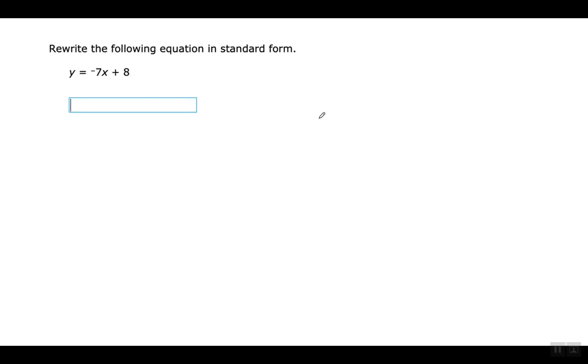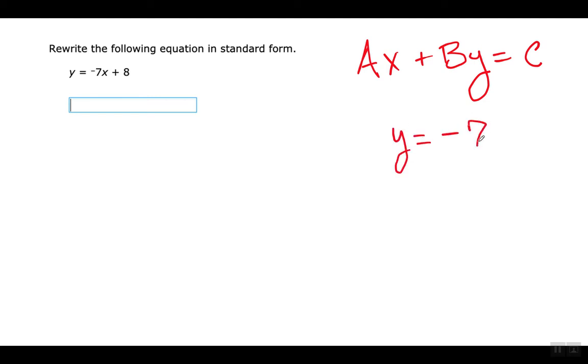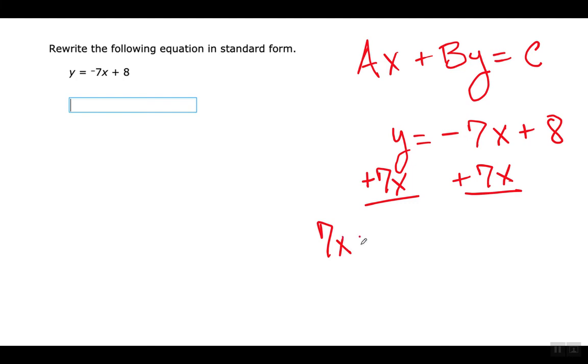Alright, next example, again, same thing. Let me write it like this. Standard form looks like that. My problem says y equals negative 7x plus 8. So I'm going to move negative 7x to the left by adding 7x to both sides. And I'm going to get 7x plus y equals 8.